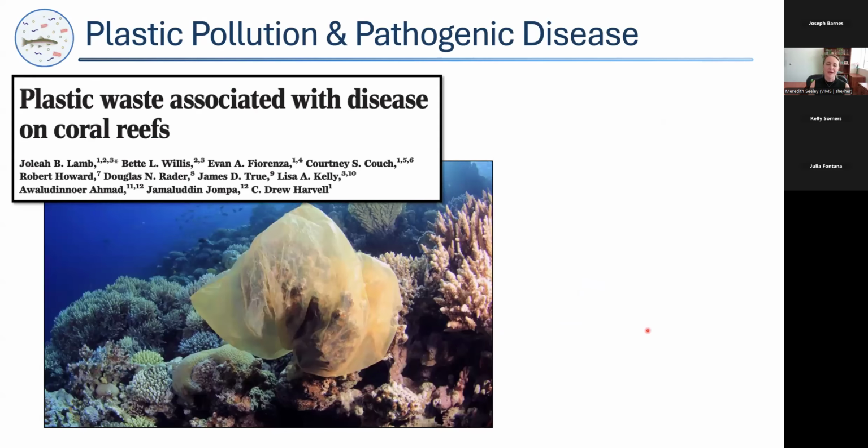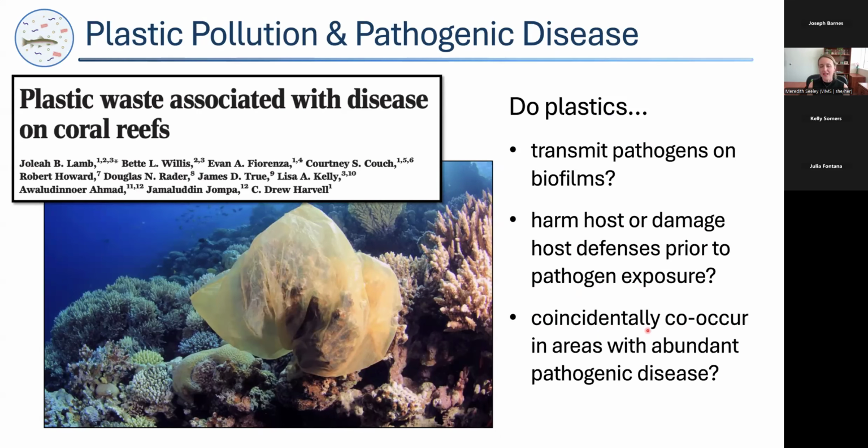So now I'm going to shift gears and we'll still think small, but think about disease. Pathogenic disease and plastic pollution have been linked for several years through different studies, such as this one here, led by Julia Lamb and colleagues, where they found that disease incidence in Indo-Pacific coral reefs correlated with higher rates of plastic pollution. A lot of questions about this type of relationship remain, however.